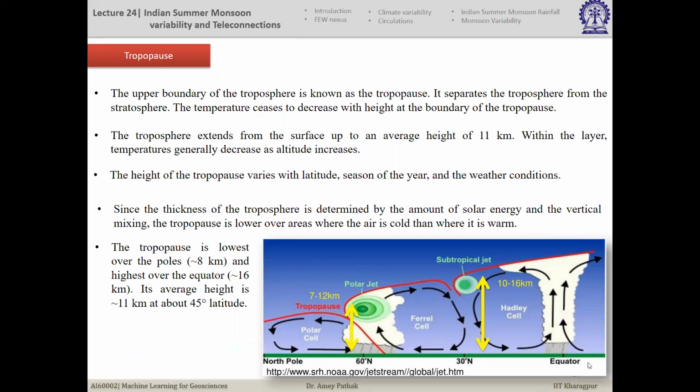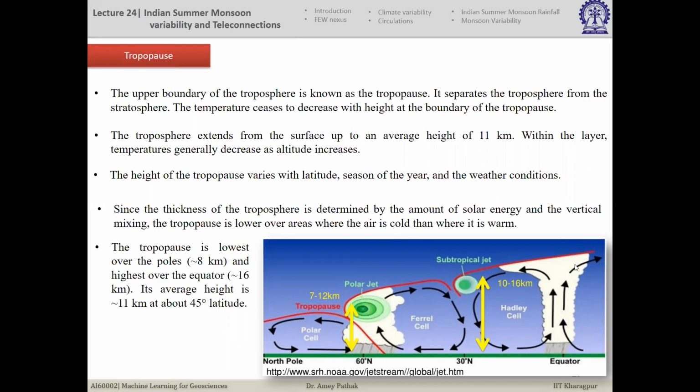So the tropopause, as I said, let's say this is the equator. The height of the tropopause is different over different parts of the globe, depending on the latitude. At the North Pole, the height of the tropopause, denoted by this red color, is less. At the equator, there is more warming, more sunlight received, and more evaporation. So there is cloud formation and an expansion of the atmosphere here. So the height of the tropopause is more over the equator. The tropopause, as I said, is the upper boundary of the troposphere, and it separates the troposphere from the stratosphere.